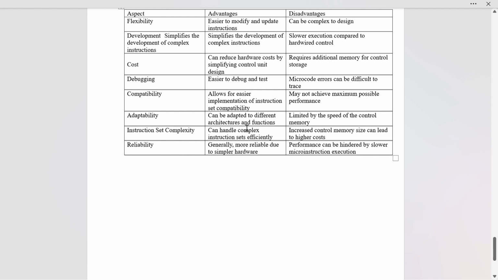Adaptability: can be adapted to different functions and architectures, but limited by the speed of the control memory. Instruction set complexity: can handle a complex instruction set efficiently, but increased control memory size can lead to higher cost. Reliability: generally more reliable due to simpler hardware, but performance can be hindered by slower microinstruction execution.